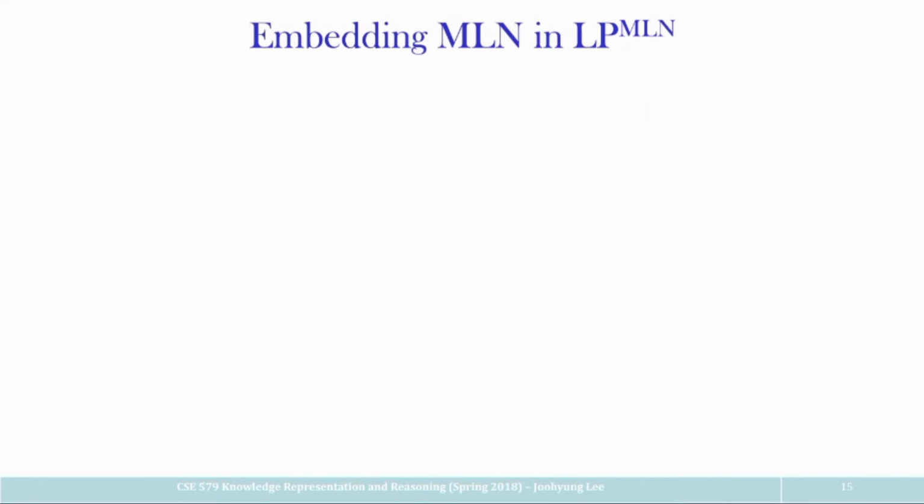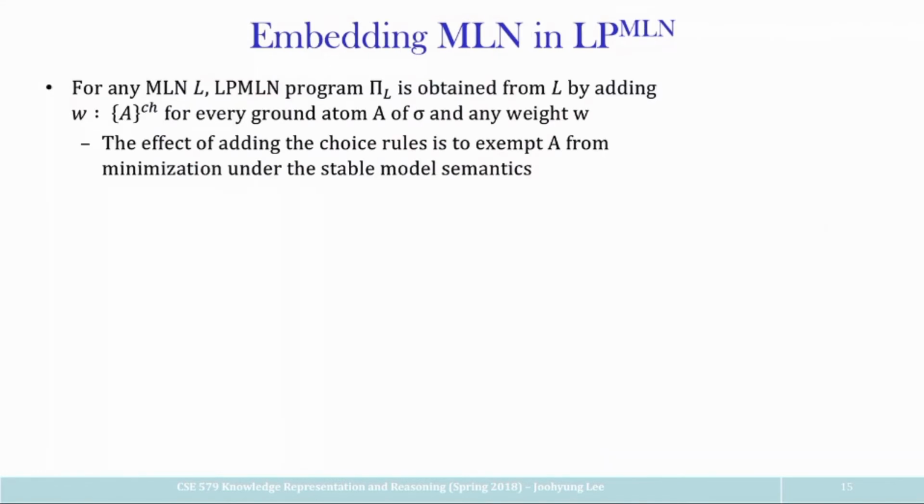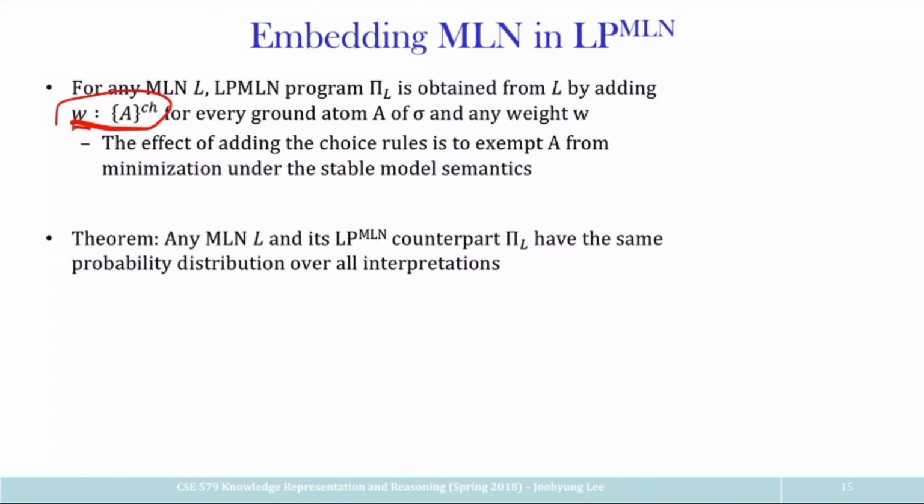So that's actually the case when we have no weight. How can we use this to embed MLN into LPMLN? So this is the statement. The translation is actually similar, except now you have to talk about the weight. And it turns out that what weight you assign is actually not important. Okay? So you just add choice rules. Same as before. What weight do we have to assign to the choice formulas? Just assign anything. Okay, so this is the theorem.